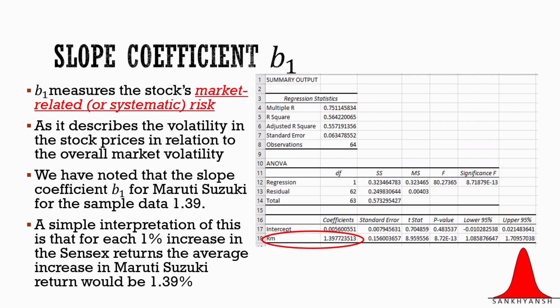So how we can interpret it? A simple interpretation is that for every 1% increase in the Sensex, the average increase in Maruti Suzuki would be 1.39%. Or let's take another example. If Sensex gives you 10% return, Maruti Suzuki is going to give you 13.9% return on an average. And same is applicable for the downfall in the market also. If the Sensex goes down by 1%, the Maruti Suzuki stocks they go down by 1.39%.